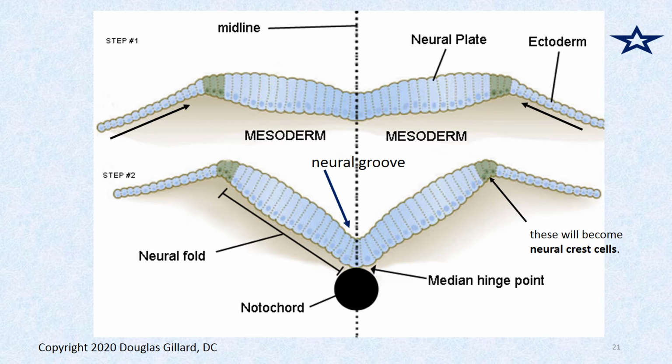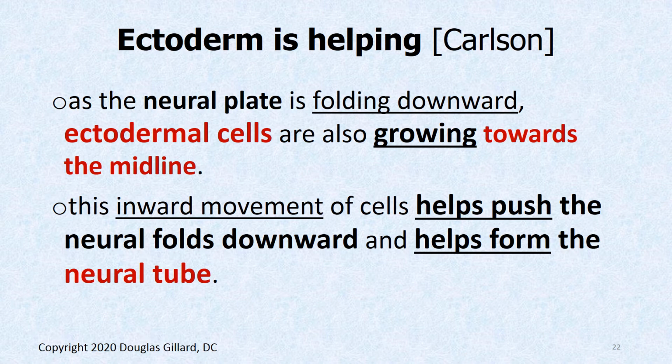Neural groove. So if this picture shows up on the test, you would know these parts. The median hinge point would be, not medial, median, meaning in the midline. That would be the median hinge point. This would be a lateral fold. This would be a lateral fold. And the valley created here, that would be the neural groove. Got it? These are special little cells here. If you're wondering what these cells are, they're still neuroectoderm, but they're going to become one of the most crazy, just a miracle, these cells. These are going to become the neural crest cells, which we're going to talk about after we get through this.